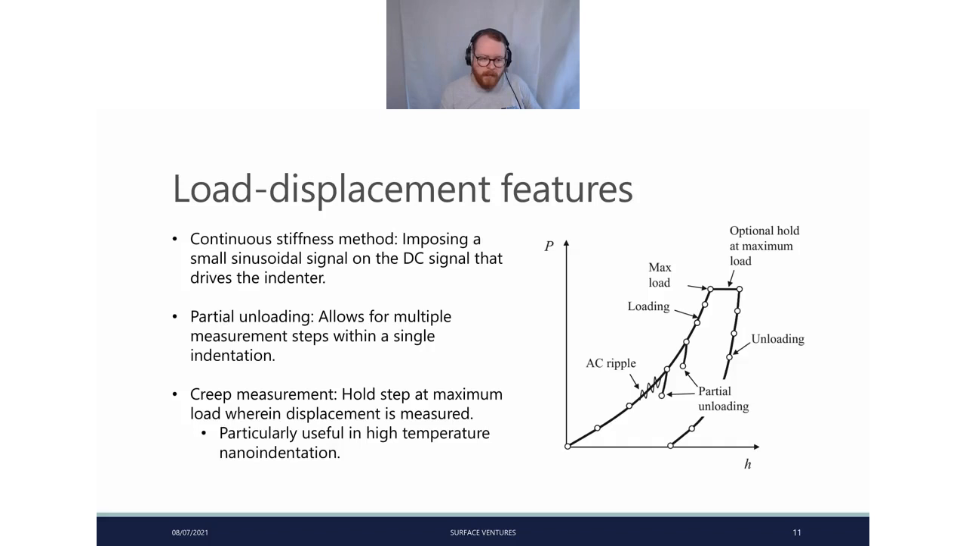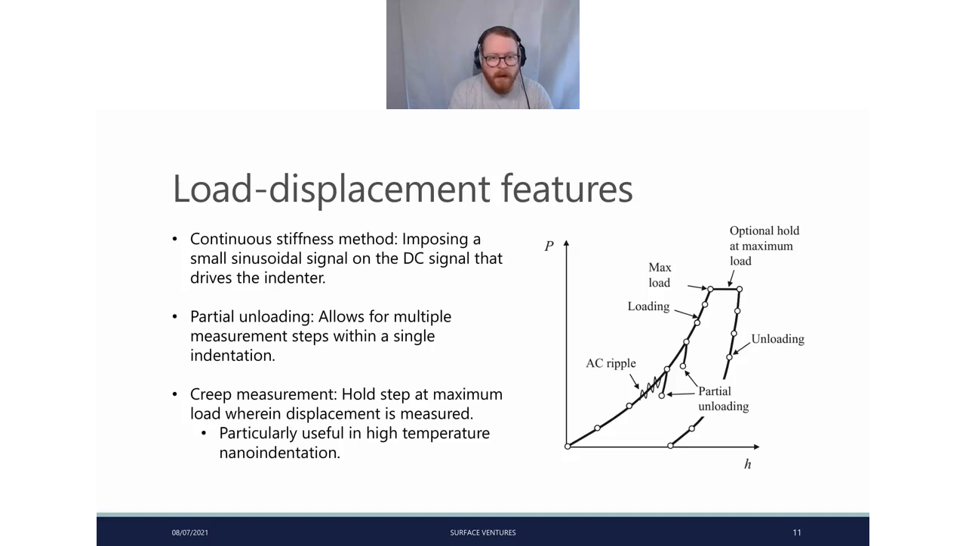So you can have multiple unload steps and then reload steps throughout an indentation rather than just one single indent. So you can get multiple determinations of hardness with respect to depth. This can be useful to determine the exact load at which a fully plastic zone is formed, and also to produce a map of hardness with respect to depth, elastic modulus with respect to depth. And then you can extend this to various different wear ratios, such as H over E, H cubed over E squared, and so on. And we can have a hold step at maximum load, typically used to check for creep.